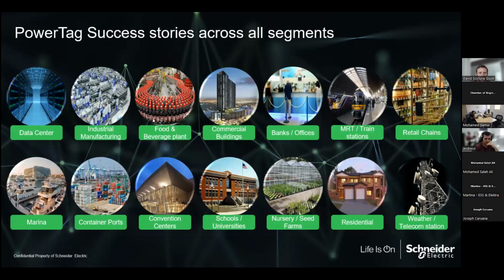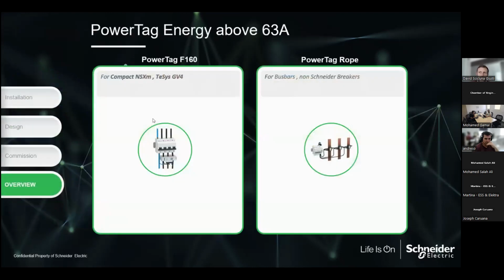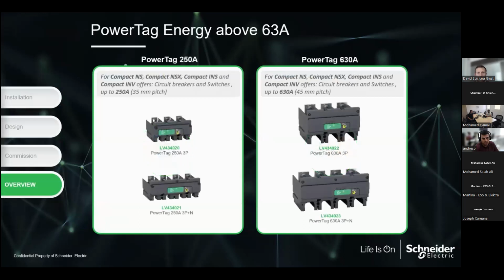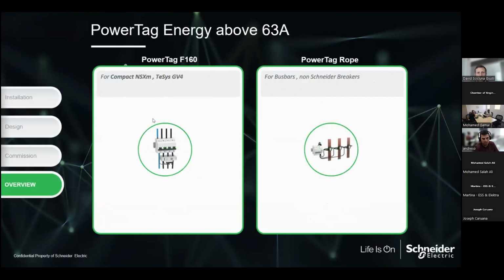A small question, please. What is the maximum current rating that you can read on the NSXM? Is it 160? Maximum 160. You can measure up to 160 amps in that case. Actually, I think yes, Azam, could you confirm? Your question is about the NSX breakers? No, the PowerTag F160 for the NSXM. What is the maximum current that you can measure? We have two models, one up to 250 ampere and one up to 630 ampere. No, he's talking about the NSXM, not NSX only. And it's the same. Okay, thank you.